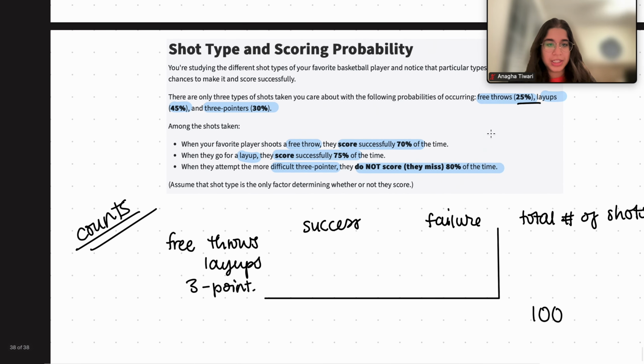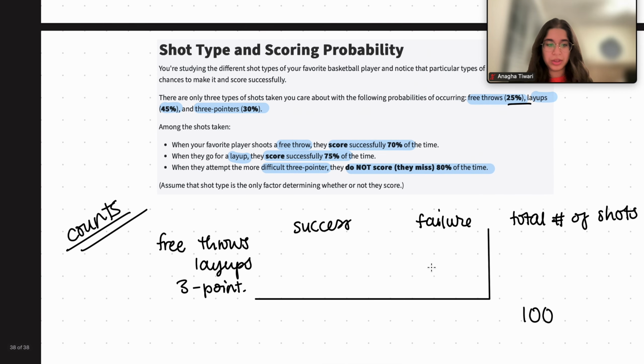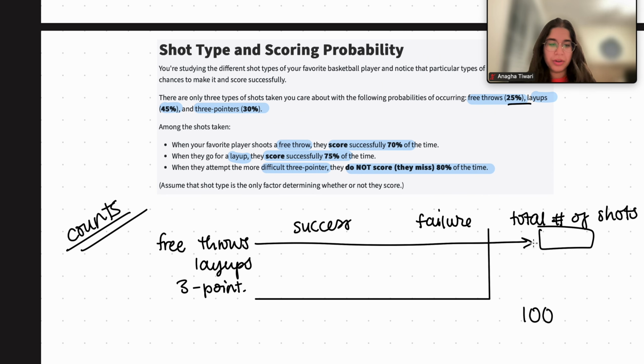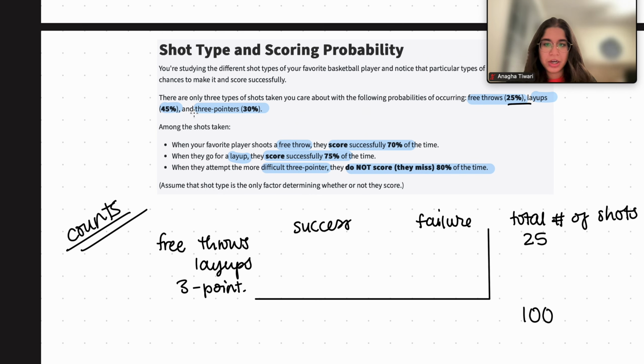So out of 100 shots, 25% of those are free throws. The total number of free throws is going to be 25% of 100, one quarter of that, which is just 25. Layups occur 45% of the time, so that's going to be 45. And finally, three-pointers are 30% of the shots, 30% of 100, which is just 30 shots. If you calculate them, they all add up to 100, so that's correct.